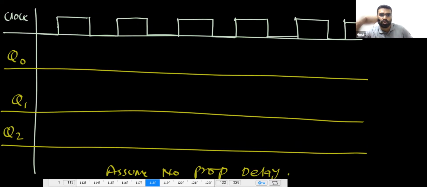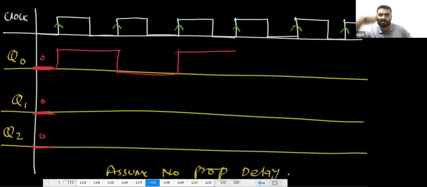This Q0 will toggle because your flip-flops are positive edge triggered. Initially, let me assume these are 0, 0, 0. Now you can notice that with every clock cycle, this will change. Correct? Yes or no? It will change with every clock cycle.